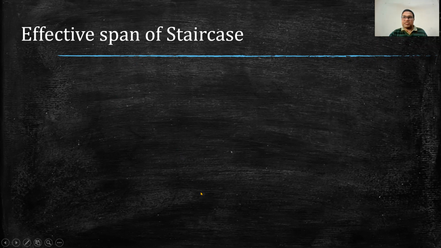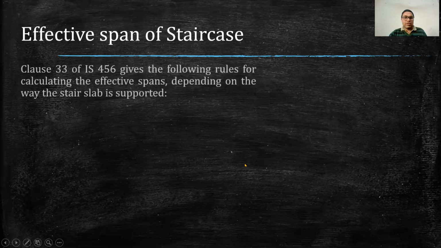So as we have classified staircase structurally in two categories, one is the transversely supported and the second one is longitudinally supported. So calculation of effective span in both case is different. In the IS code, clause 33 has provided some insights of calculating the effective span in case of staircases. So we will see that.